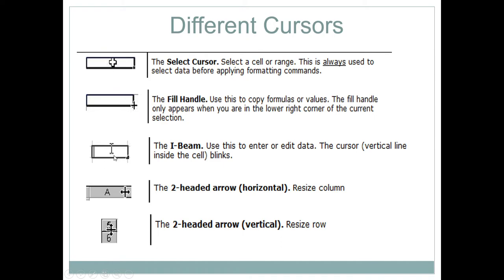Now down here we have an I-beam. You've probably seen this before, and as usual, this is our indication that we can type in this area. If you're about to type in a cell, you will see the I-beam, and you will also see this line here, which is usually blinking. That's our insertion point, and that just means that we're ready to type inside the cell. Underneath, we have two sets of two-headed arrows, a horizontal one and a vertical one, and these are used to resize columns or rows. They're a quick way to do that. If we get to that, I will let you know to look out for those.